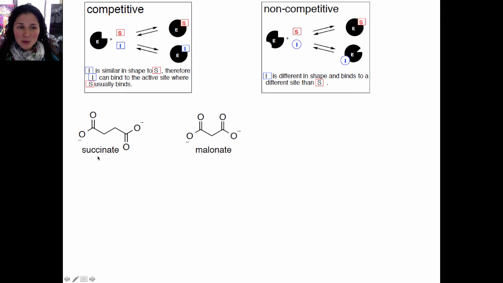Now let's look at an example of 2 molecules. Succinate is the actual substrate for an enzyme, and malonate is an inhibitor. Look at the functional groups and look at the similarities between these 2 molecules and determine whether malonate might be a competitive or non-competitive inhibitor. Please take a moment to answer the questions on this part of the activity and check the key to make sure you're correct.